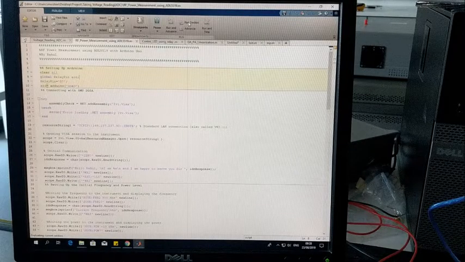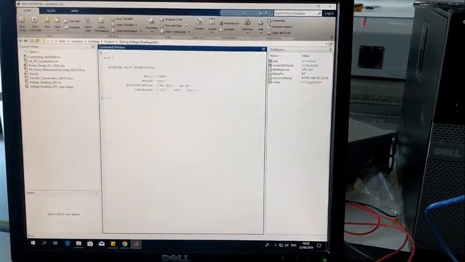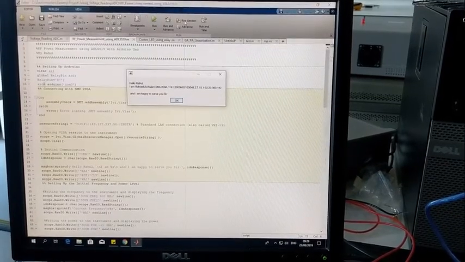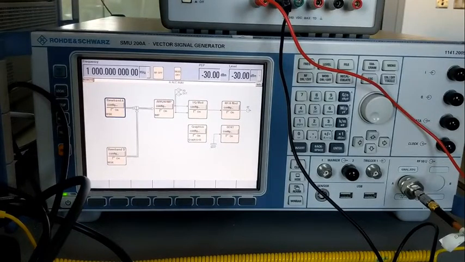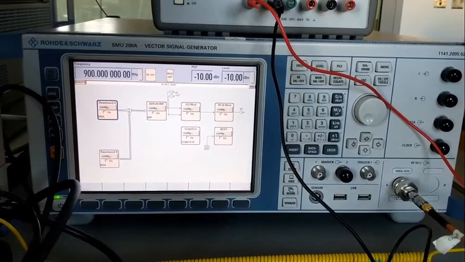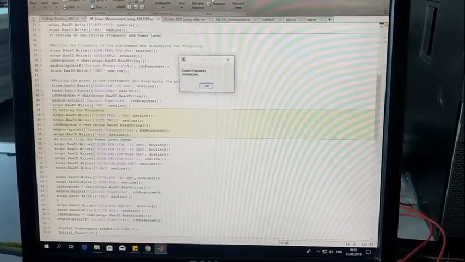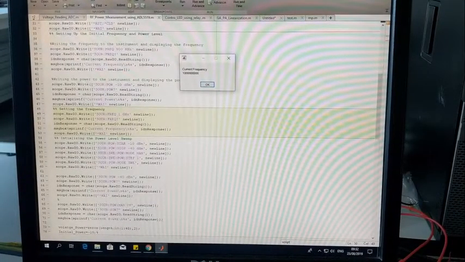This video demonstrates the RF safety system implemented in this work. First, we'll be connecting Arduino and vector signal generator SMU200A by Rohde and Schwarz with MATLAB. Now, we'll be setting up the frequency and the power level using the VISA instruction. So the current frequency is 1 gigahertz.